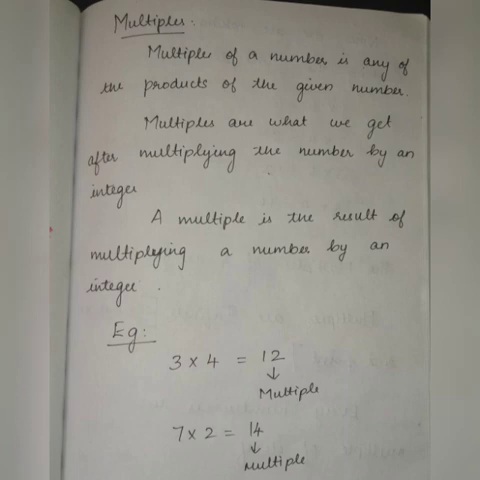See here, they have given one example. 3 fours are 12. So here what is the answer? 12. So 12 is the multiple, but 3 and 4 are the factors. Then 7 twos are 14. The answer here is 14, so the multiple is 14, but 7 and 2 are the factors. Understood what is the difference between factors and multiples?